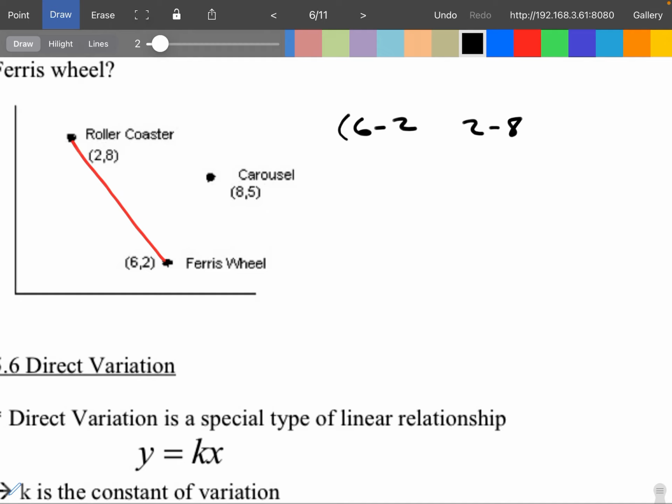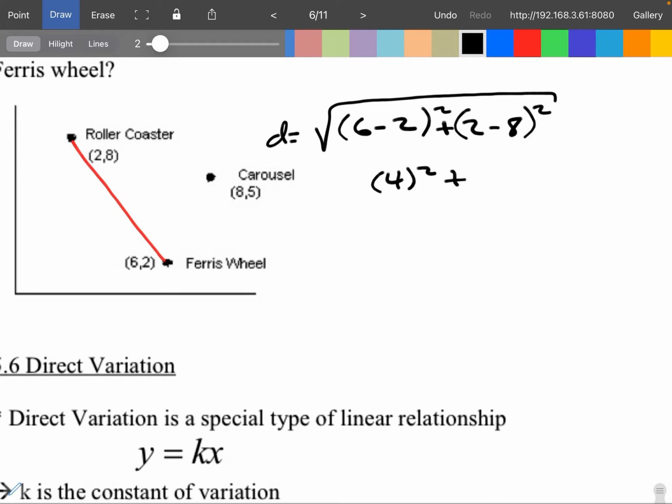Then what do I do? Say it to one. What do I do to the y's? Subtract. Yeah, subtract the y's. So 2 minus 8. And then what do I do with those numbers? Yep, square them. And then what? Add. And then what? Square root, yep. There you go. That'll give us our distance.